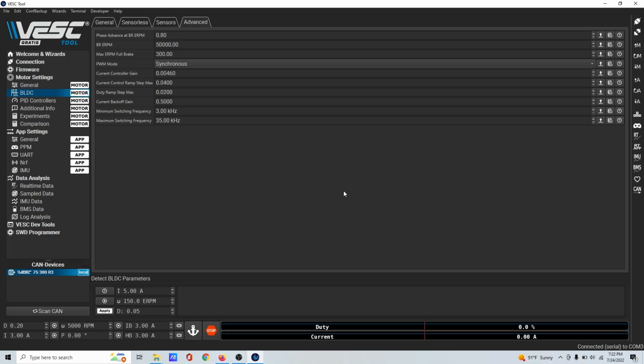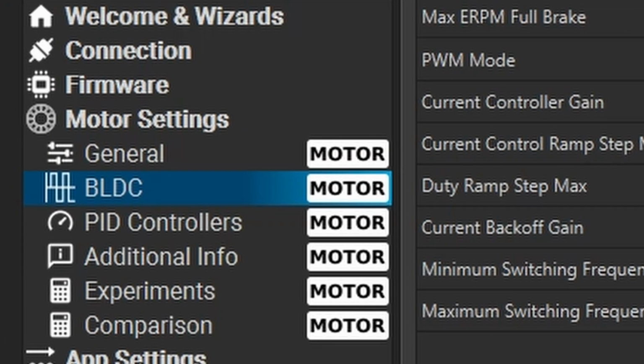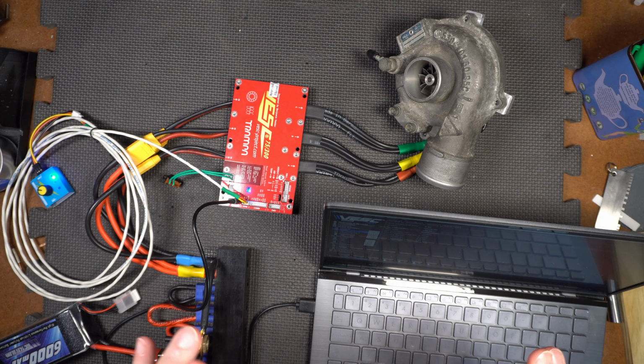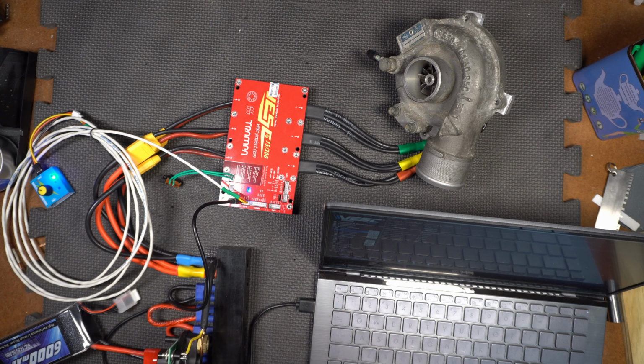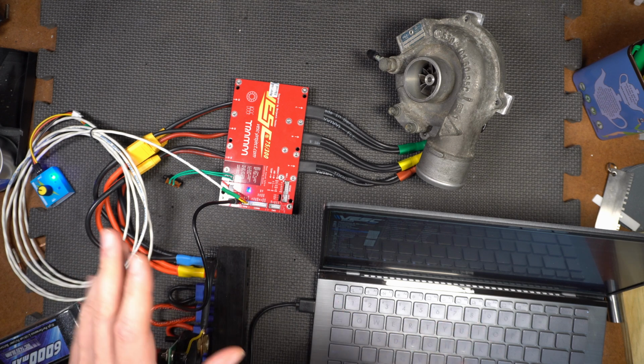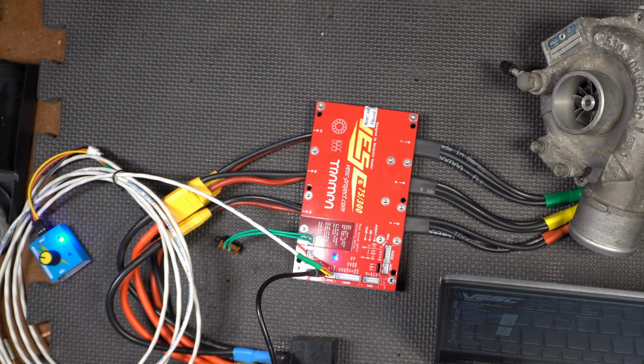So I've set up the VESC to work in block commutation, which is the normal way that most ESCs work, because if you're running FOC or field-oriented control, which is what the VESC is really suited for, timing, I don't know if that really applies quite so much. Let's get into our first test.